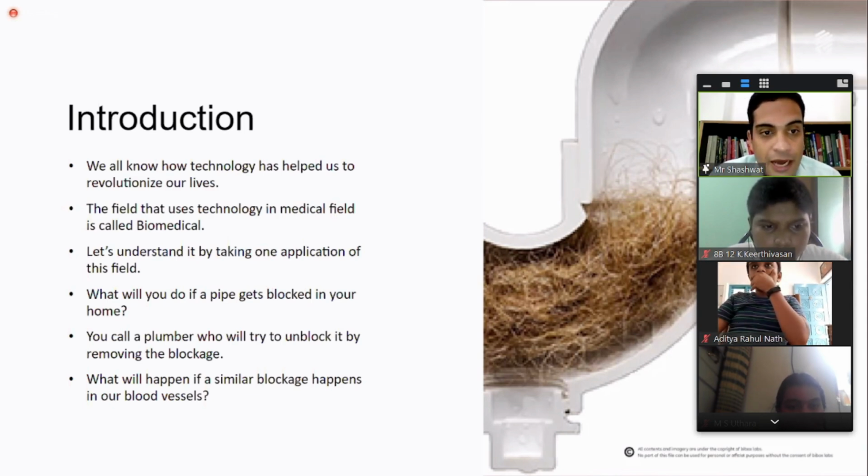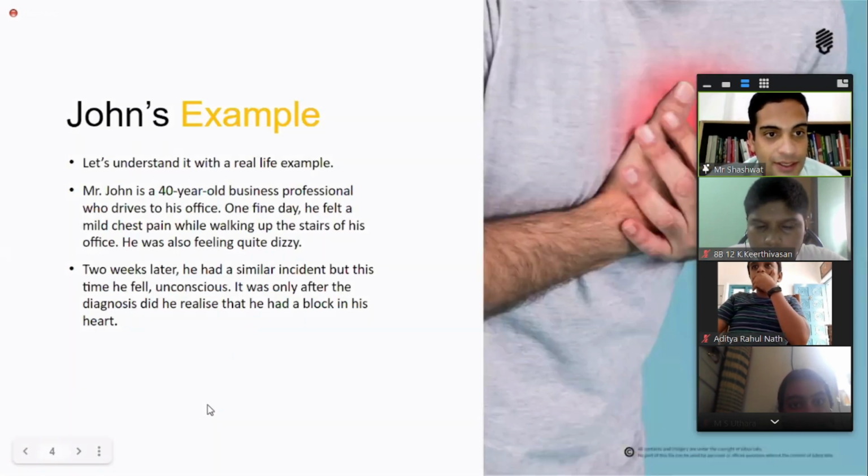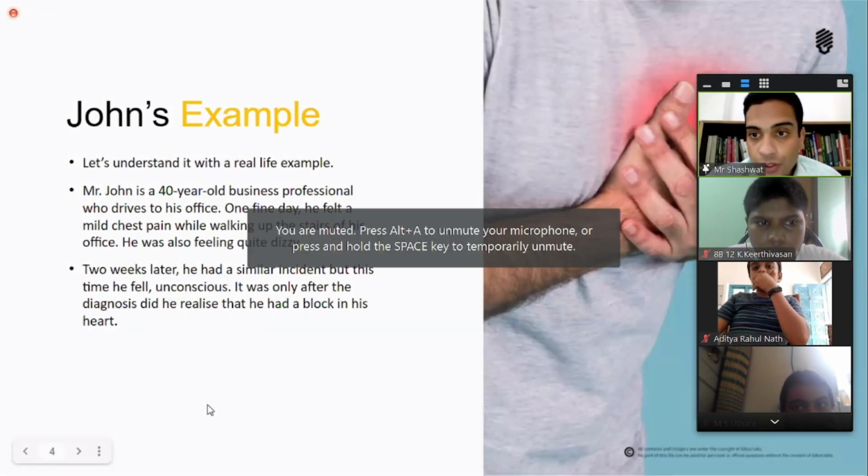Now, imagine our bodies are also full of tiny little pipelines. We call them blood vessels. Okay. So our bodies are full of blood vessels. What will happen if there is a similar blockage inside our blood vessels? What will we do? We'd have to remove the blockage. All right, so let's understand this with the help of an example.